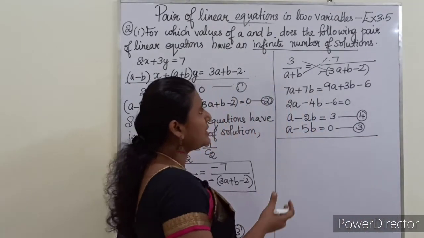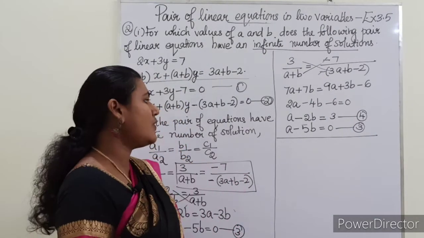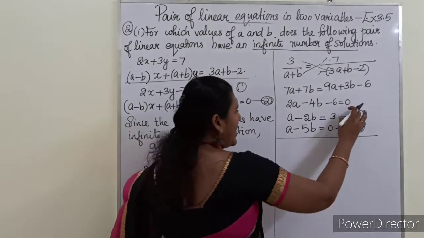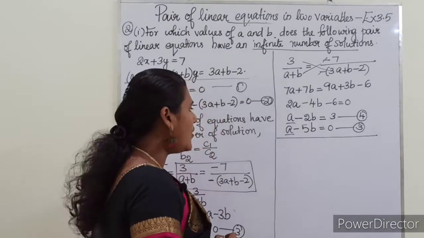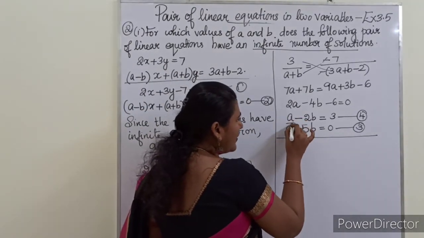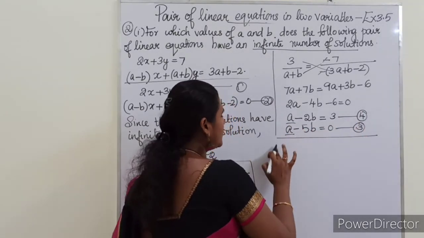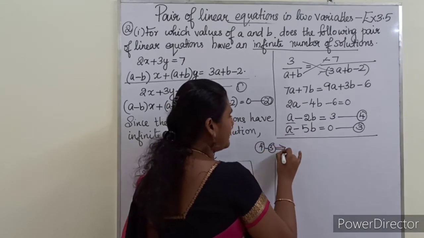It is not mentioned that you have to use the cross multiplication method, so you can use the elimination method also. What I am going to do here: the coefficient of a is the same. I am going to check the sign; in both equations the coefficient of a has the same sign. So I am going to subtract these two equations, that is, equation 4 minus 3.